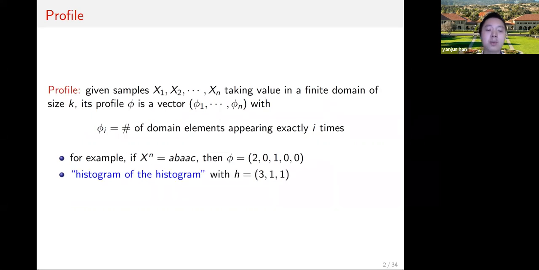Equivalently, the profile could also be treated as the histogram of the histogram. For example, in the above scenario, the histogram is 3 1 1 because symbol A appears 3 times and symbols B and C both appear once. And then the histogram of this histogram vector would be the case that the symbol 1 appears 2 times and the symbol 3 appears once. So this again gives us the same profile. In other words, the main difference between the profile and the histogram is that the profile discards all the labeling information. For example, in the histogram, we know that symbol A appears 3 times, but in the profile, we just discard that information, and we only know that there is 1 symbol appearing 3 times, but we don't know which symbol that is.